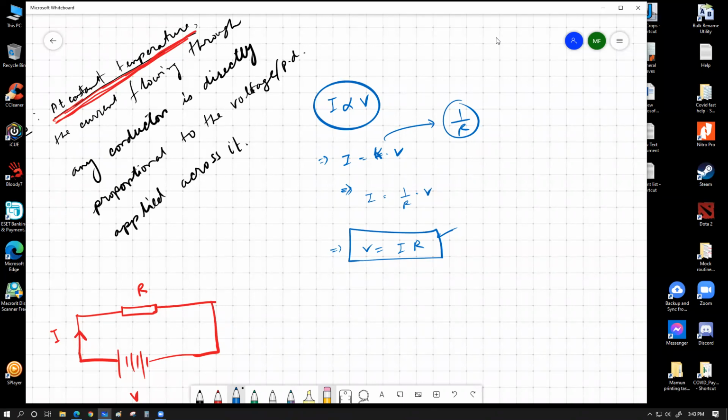Now, the problem that usually happens, first of all, whenever the question comes in the exam that says write Ohm's law or state Ohm's law, one of the first problems, as I've already said, is that students forget to write this precondition. You have to write this. Be very careful about this. I'm giving some stars over here.